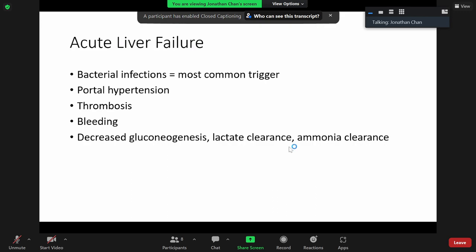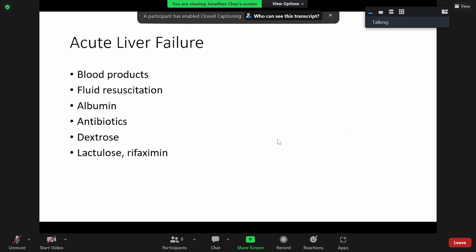And you can get a decrease in gluconeogenesis. So patients can become hypoglycemic. You can get a decrease in lactic clearance, kind of showing a metabolic acidosis. And you can also get a decrease in ammonia clearance here. Let's see what else comes next.